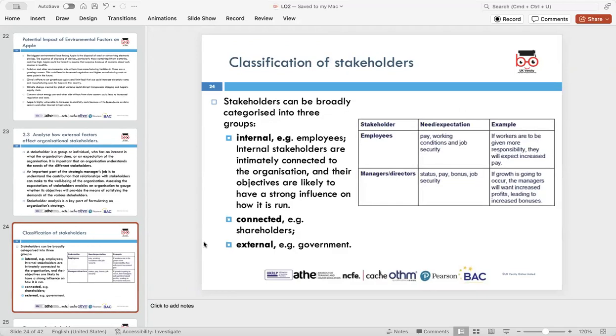Classification of stakeholders. It is possible to classify stakeholders into three main groups, which are as follows. Internal, for example, employees. Internal stakeholders are intimately connected to the organization, and their objectives are likely to have a strong influence on how it runs. Connected, for example, stakeholders, and external, such as external entities like the government.